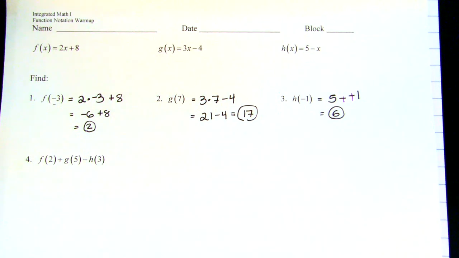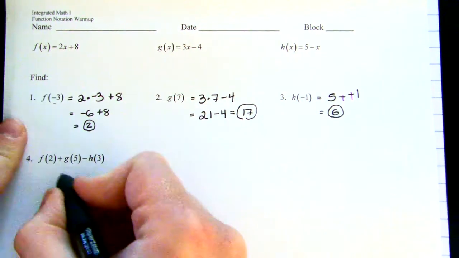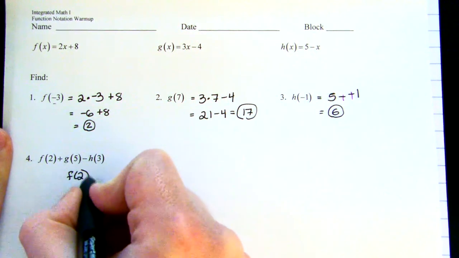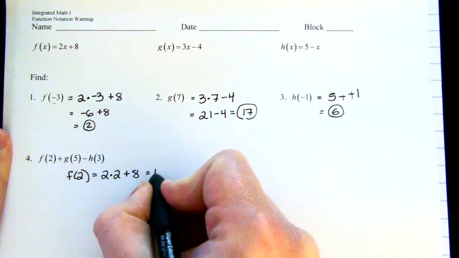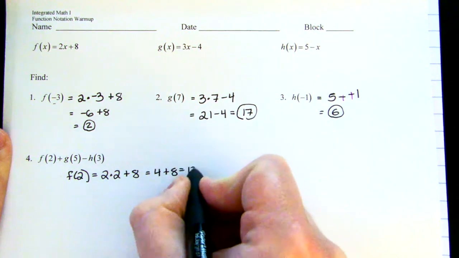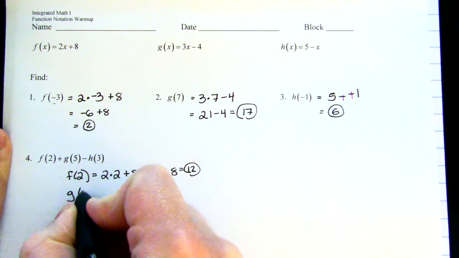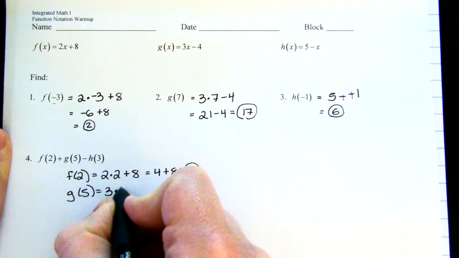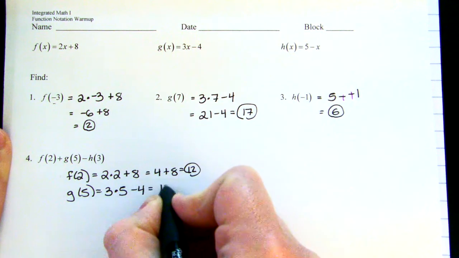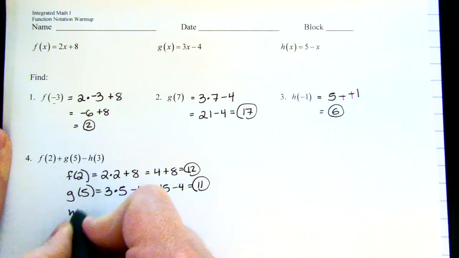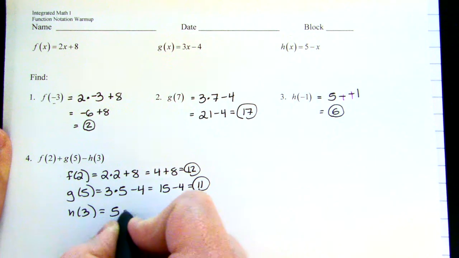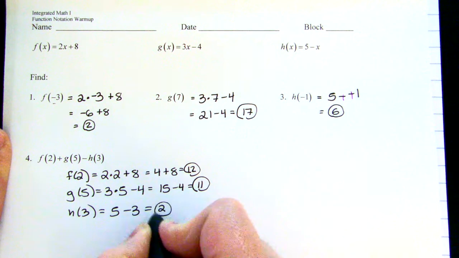Tell me what f of 2 plus g of 5 minus h of 3 is. Remember, we're going to do the work separately first. F of 2 is 2 times 2 plus 8. That's 4 plus 8, so that's 12. G of 5 is 3 times 5 minus 4. 3 times 5 is 15, so 15 minus 4 is 11. H of 3 is 5 minus 3, and that's 2.